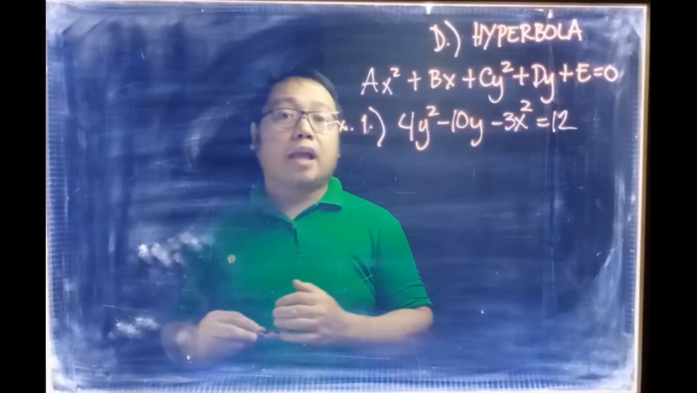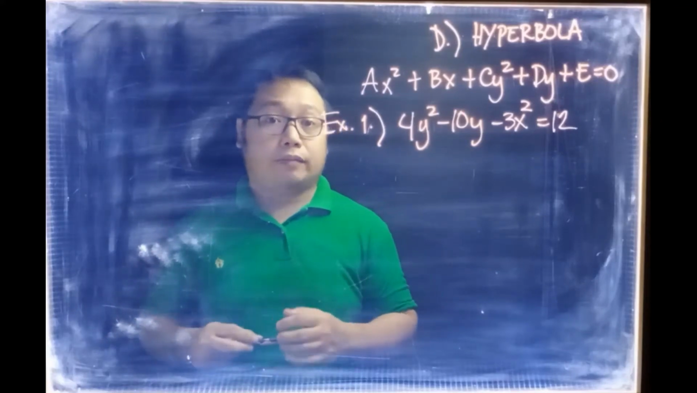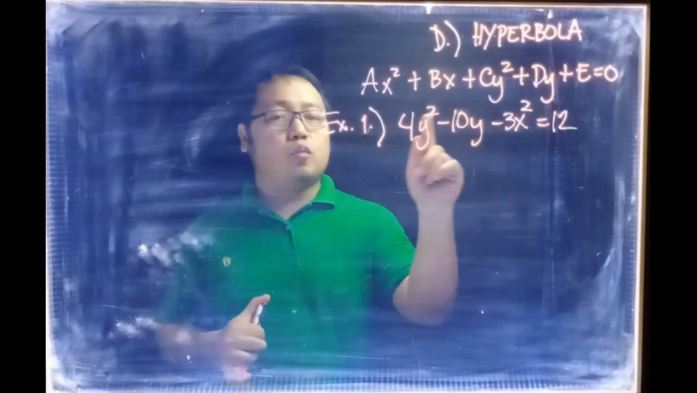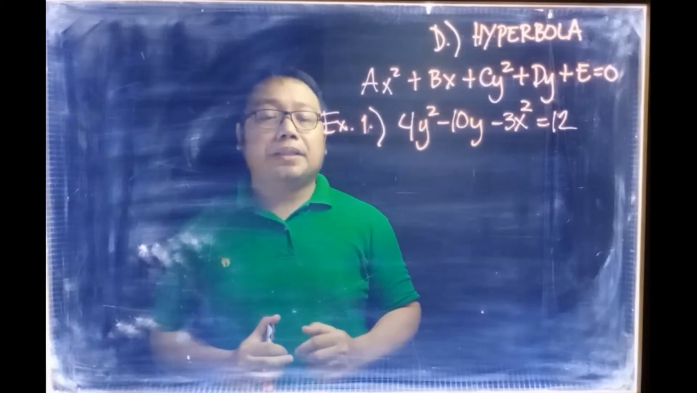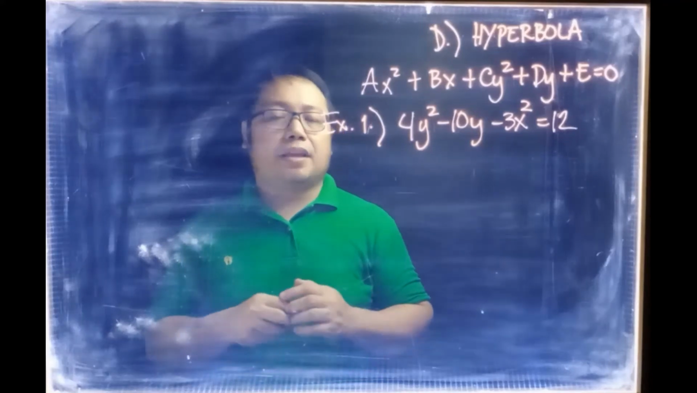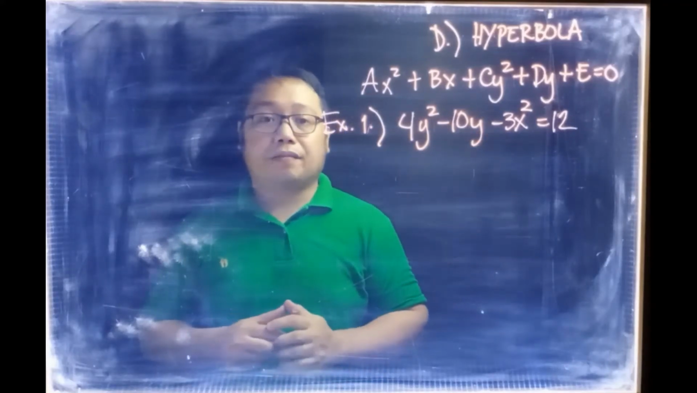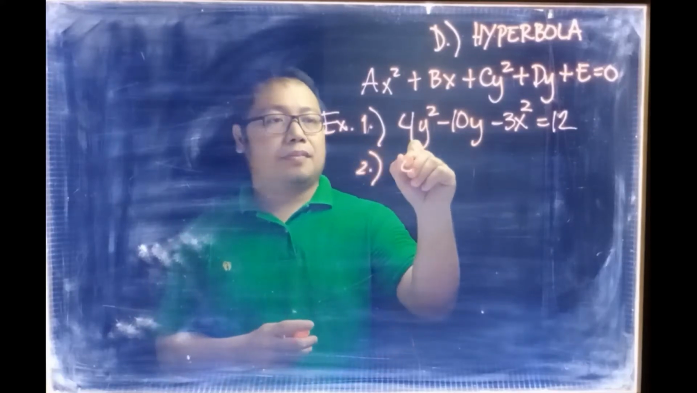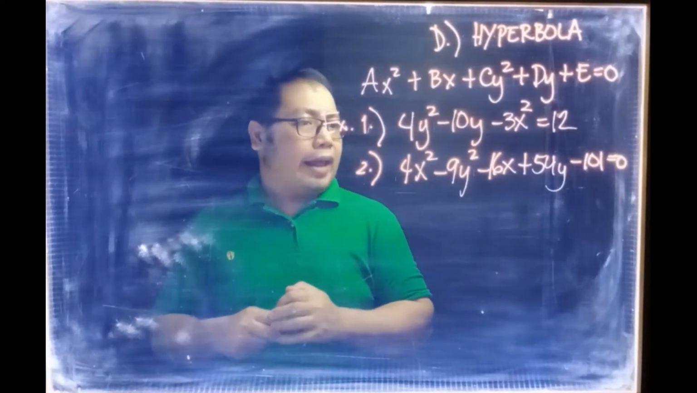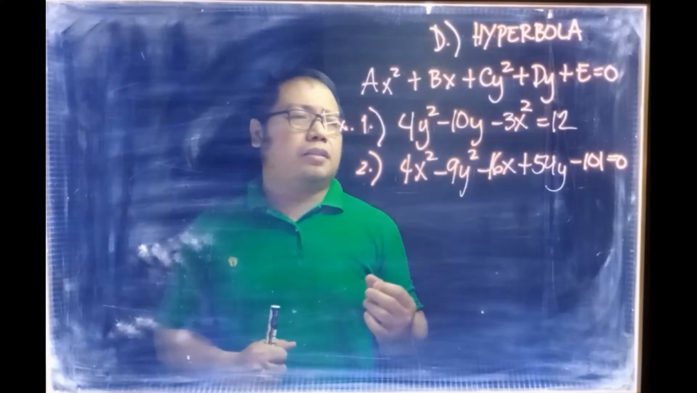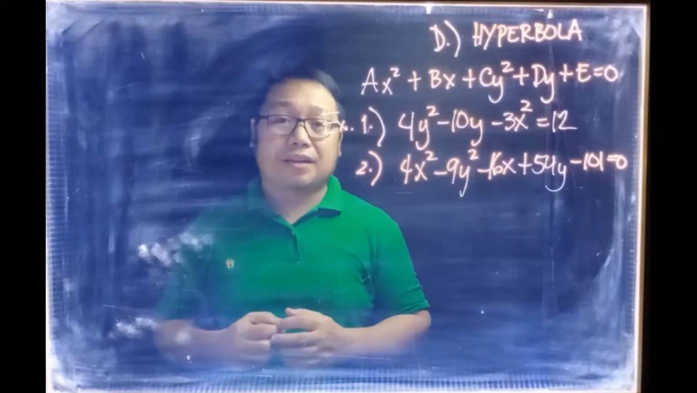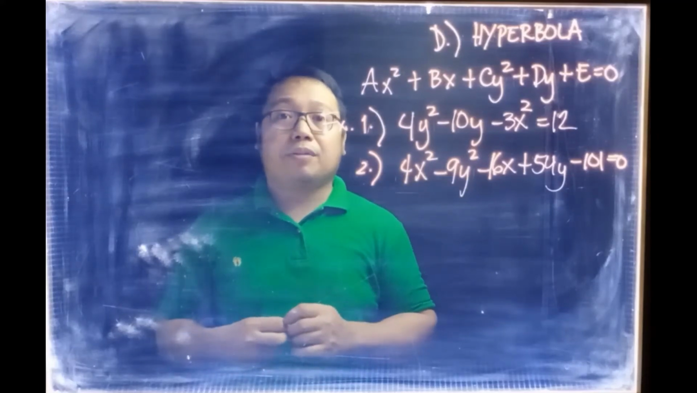4y squared minus 10y minus 3x squared equals 12. It is a hyperbola. Like an ellipse, the coefficients of x squared and y squared are different. But in a hyperbola, exactly one of them is positive and the other is negative. Another example. Again, if you take a look at your x squared and y squared, they have different coefficients and they have different signs. One is positive and one is negative. So it means that it is a hyperbola.